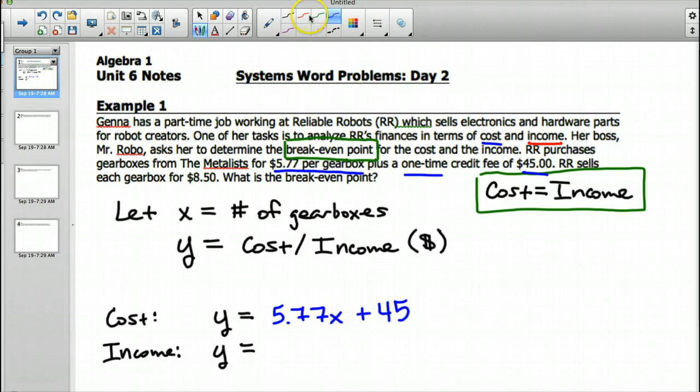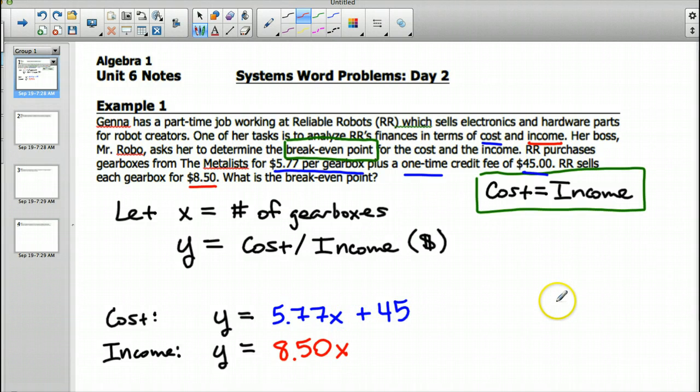My income equation is how much are they selling these for? Well, they should be selling them for more than what they buy them for, okay, which is how businesses make money, and it says they sell them for $8.50 a piece. So my income equation is going to be Y equals 8.50x.